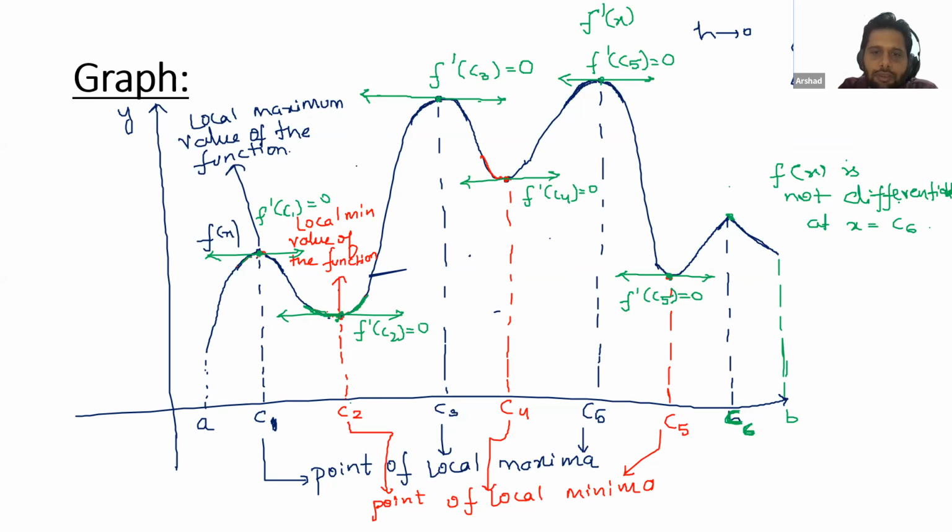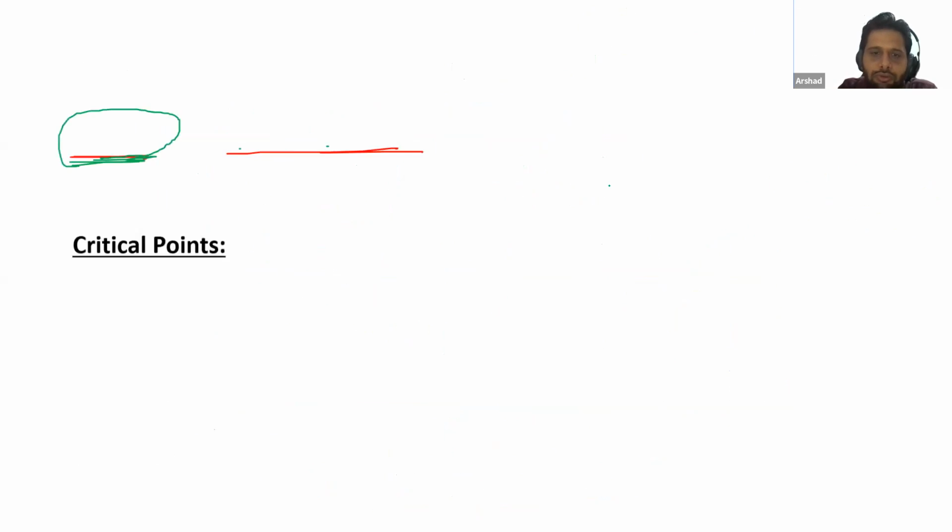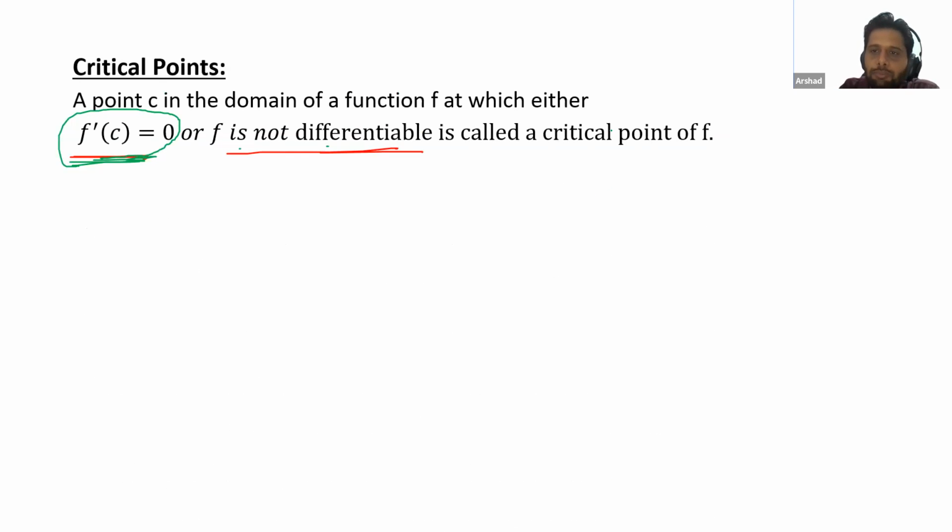Okay, great. So I hope now you understood what a critical point is. The point at which the derivative is zero or the function is not differentiable is called a critical point. So the points of local maxima and local minima we will get at the critical points. Please note down these critical points. Raise your hands, we will then check the next theorem.